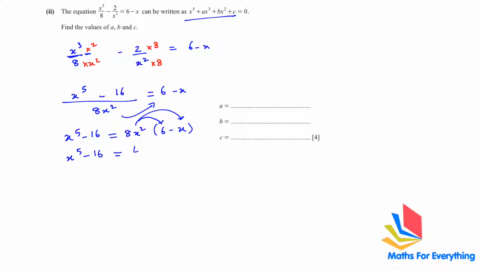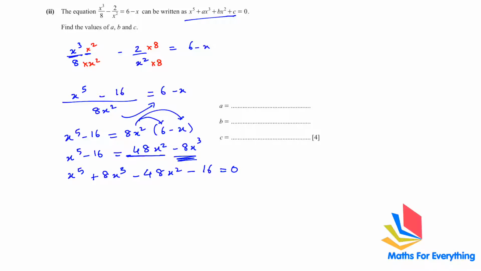8x square multiplied by 6 will give us 48x square. And 8x square times minus x, we are going to add the powers. So 2 plus 1, 3. We have to bring everything on one side. So we will have x to the power of 5. When I bring this to the other side, it will become positive 8x cube. This will become negative 48x square minus 16 is equal to 0. We arrange the powers in descending order. So 5, 3, 2, and then the number.